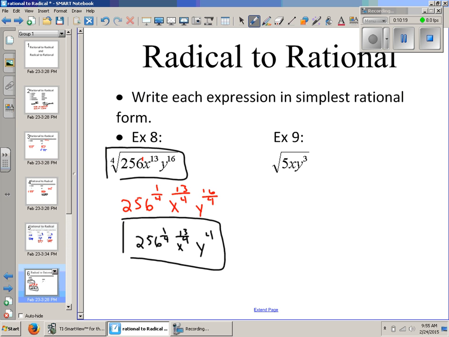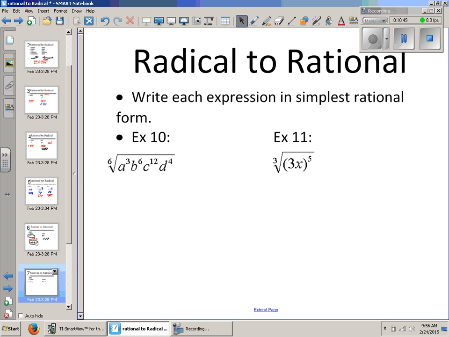Let's look at example 9. I have an exponent of 1 for the 5, a 1 for the x. And what's the index here? This is square root, so the index is 2. So I have 5 to the 1/2 power. 1/2 cannot be simplified. X to the 1/2. 1/2 cannot be simplified. And y to the 3/2. 3/2 cannot be simplified. So check your answer and see if it is correct.